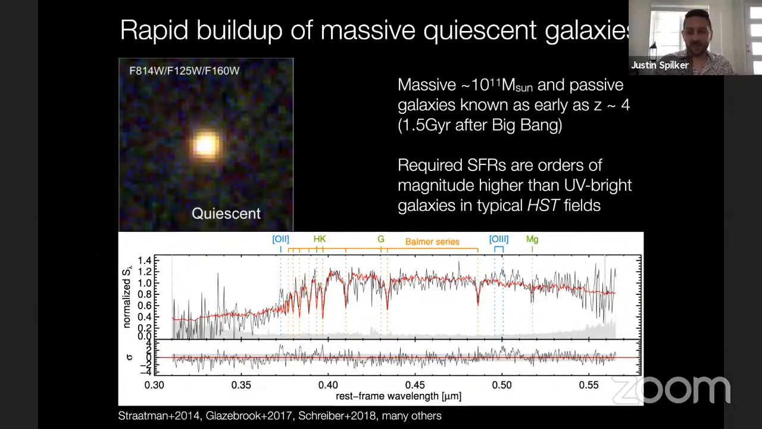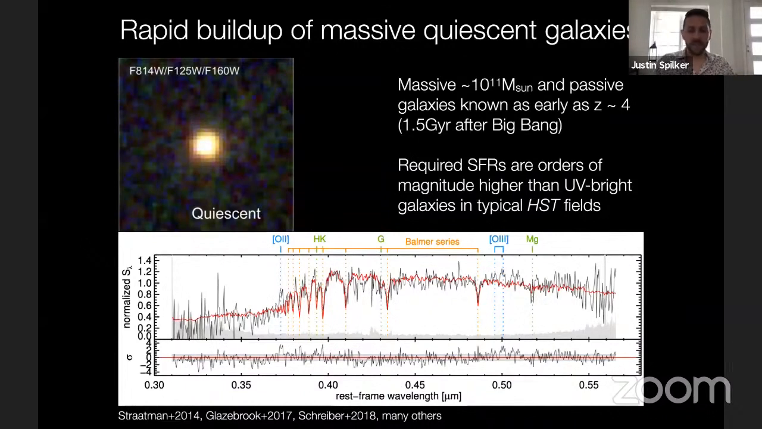If you just do some quick math, dividing the mass by a star formation rate, in order to form this amount of mass by redshift 4, you find that the star formation rate that you would need to form a galaxy like this is much, much higher than the typical star formation rates that you get from UV bright galaxies in things like the HST deep fields.